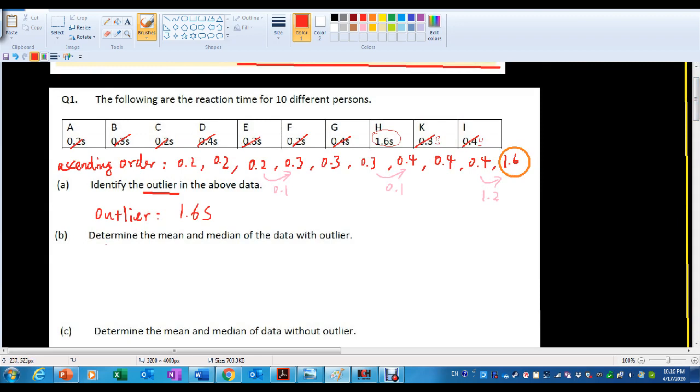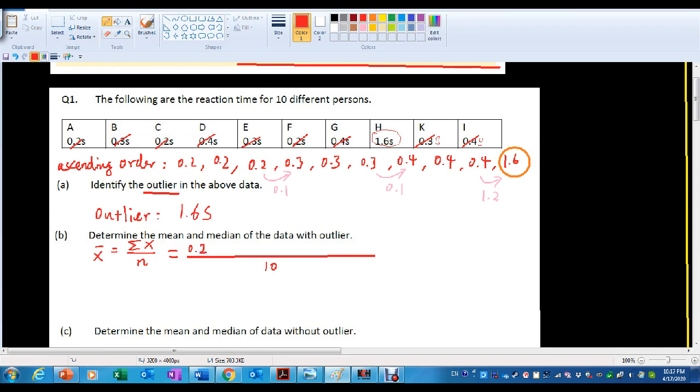B, determine the mean and the median of the data with the outlier. Do you still remember how to find the mean? If you forgot, you can go back to our video 1 to see the definition of mean and median. For mean, we use this symbol, and we use this one. How many data are there? There are 10, right? So there are 10 of them.